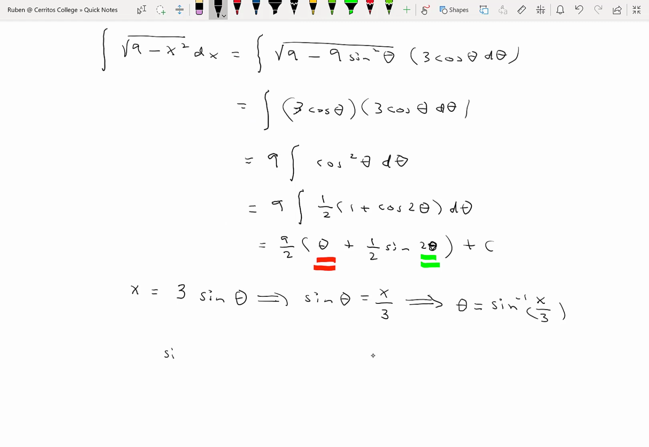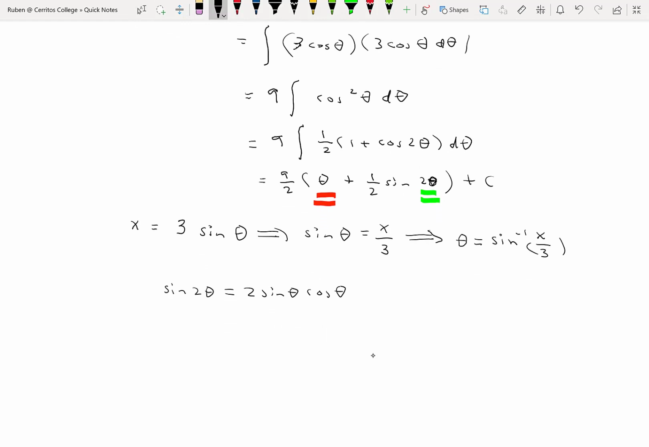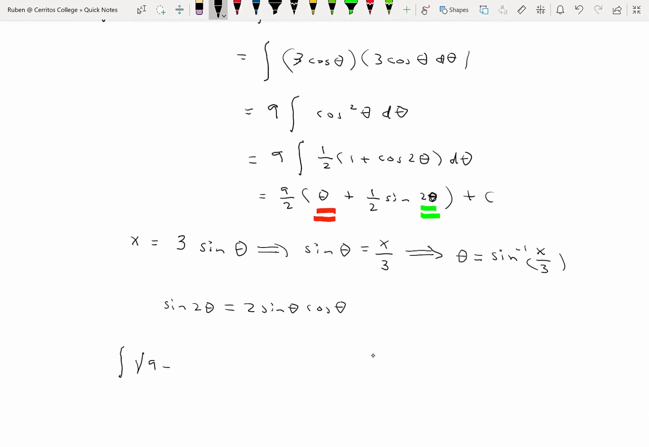Now, the sine of 2 theta is equal to 2 times the sine of theta times the cosine of theta. You really must know this. This is the only double angle formula for sine. So our antiderivative, the integral of the square root of 9 minus x squared dx, then is 9 halves theta plus sine of theta times cosine of theta plus a constant. Okay, well, what happened to the 2 in the 2 sine theta, cosine theta?